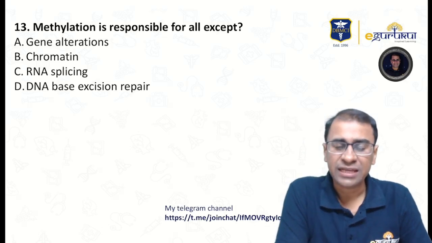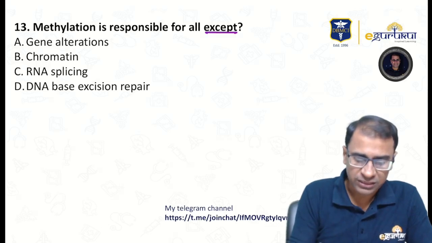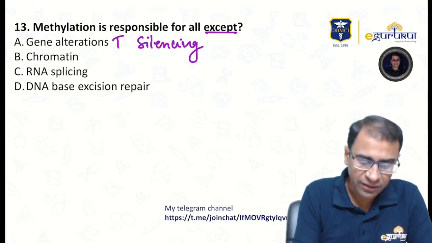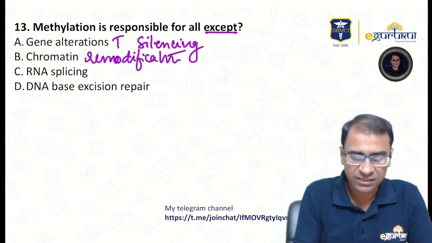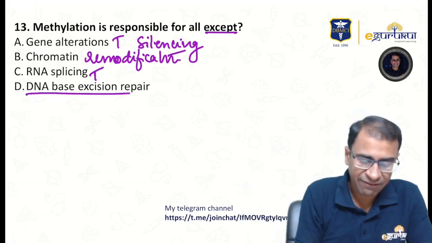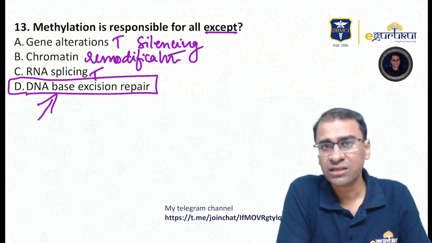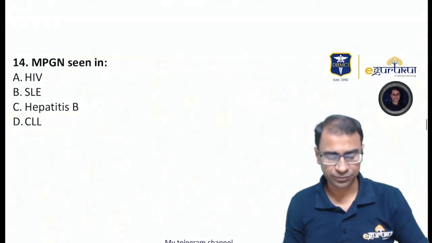Okay, so what happens? The methylation process is actually responsible for gene alteration. Yes, because it causes gene silencing. It causes chromatin remodification. And RNA splicing is also seen to be having some role with methylation, but definitely it doesn't have any role in the base excision repair. Remember, for base excision repair, there are some polymerase 3 enzymes which is actually very helpful, but definitely not methylation. Okay, the answer is D.